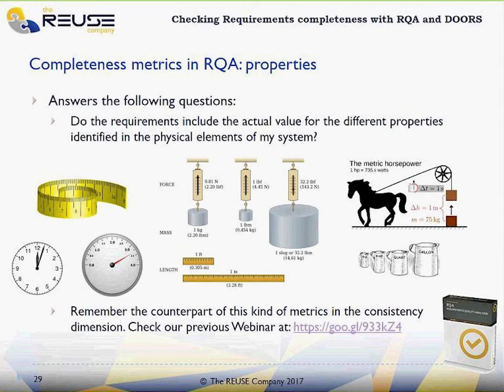Today's webinar, as I said, is based on completeness, and we also have the counterpart of this set of completeness rules based on properties. The counterpart is checking the consistency of these rules. The previous webinar that we presented at The Reuse Company was about requirements consistency, and I would like to invite you to follow the link that you can see here on the screen in case you didn't follow this consistency webinar.